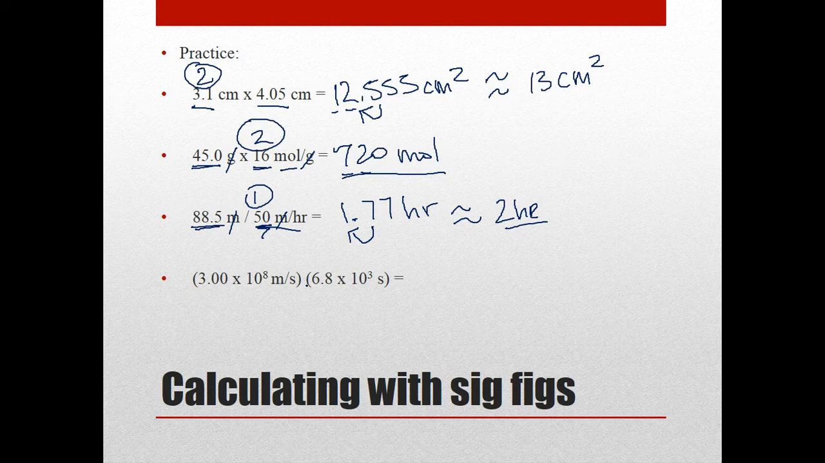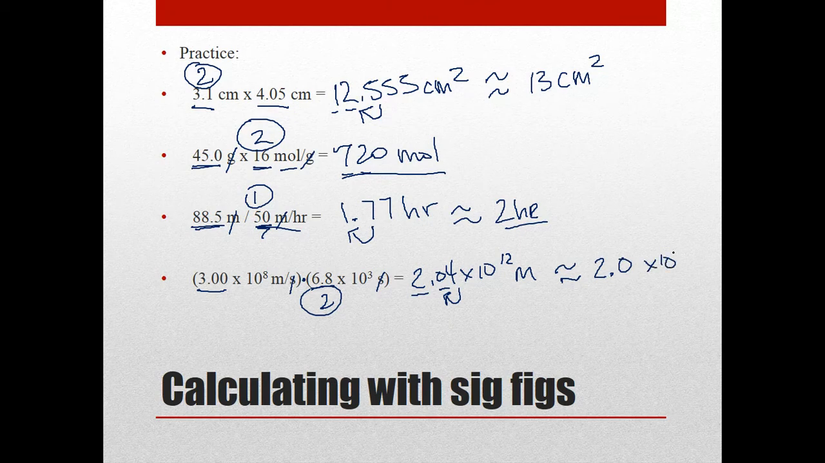There's no function here, so we're going to assume multiply. Times 6.8 times 10 to the 3rd seconds. Our seconds cancel out. We end up with 2.04 times 10 to the 12th meters. We have 3 sig figs. We have 2 sig figs. Our final answer can keep only 2. We're going to keep 1, 2. That 4 leaves that 0 at a 0. And so our final answer is 2.0 times 10 to the 12th meters.